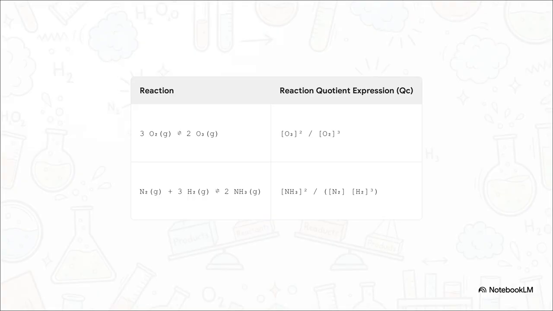So let's look at these examples right from our source material. See how this works? For the reaction that makes ozone, the product, O3, is on top, and it's squared because of the 2 in the balanced equation. The reactant, O2, is on the bottom, and it's cubed because of the 3. You see? It's a direct translation from the chemistry to the math.